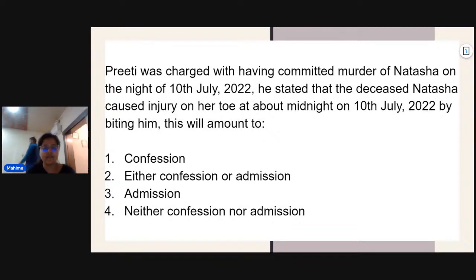Preeti was charged with having committed the murder of Natasha on the night of 10th July 2022. He stated that the deceased Natasha caused injury on his toe at about midnight on 10 July 2022 by biting him. This will amount to confession, admission, either, or neither admission nor confession.